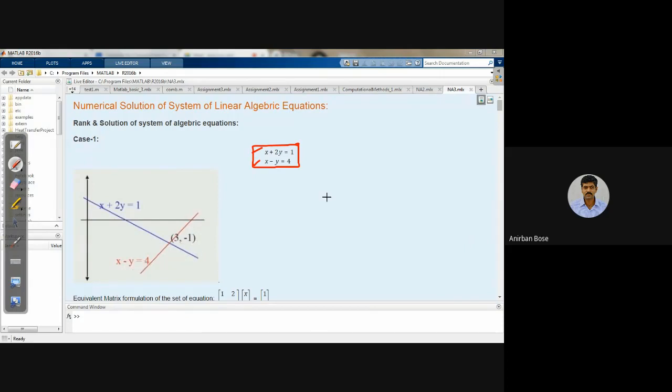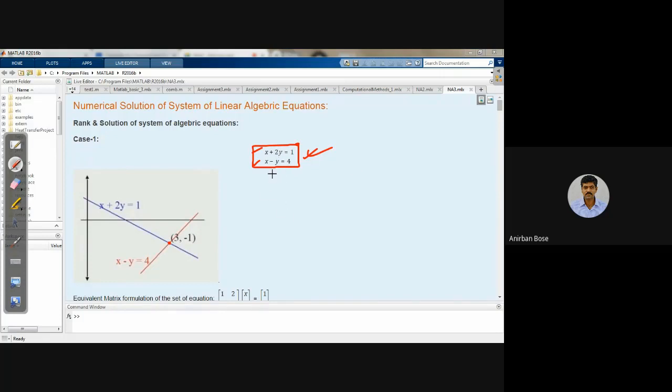Now it is clear from the graph that a unique solution exists for this set of equations, and that unique solution is the intersection of these two straight lines, right? But looking at the equations without drawing the graph, how can we identify whether a unique solution exists, or there is no solution, or maybe multiple solutions? For that, let us try to write this equation in the matrix form.